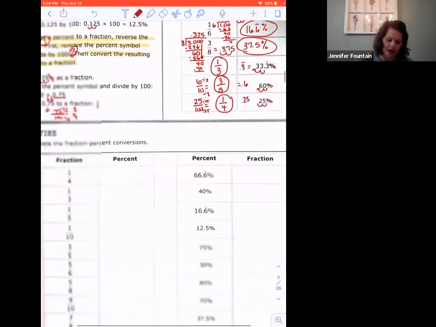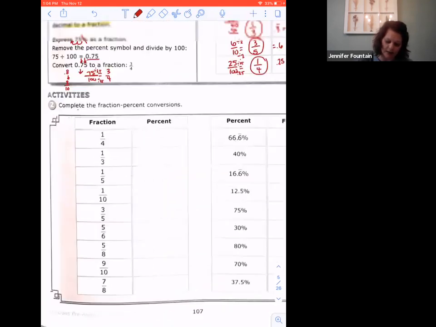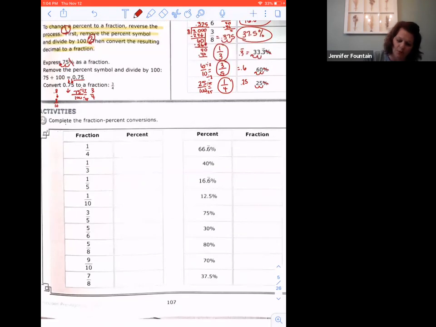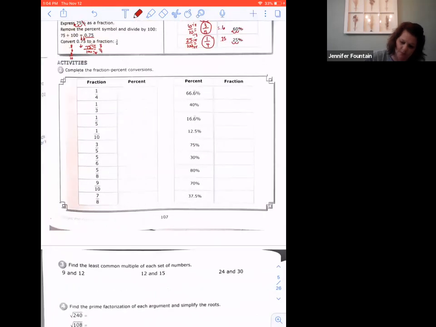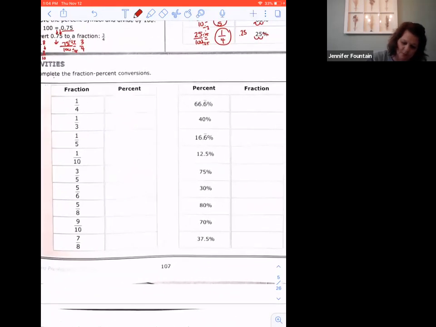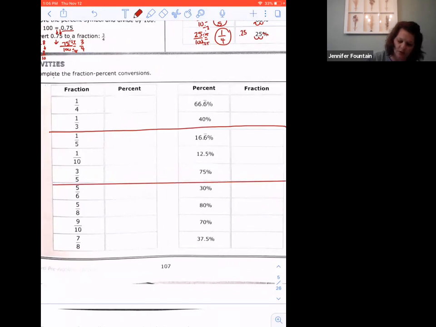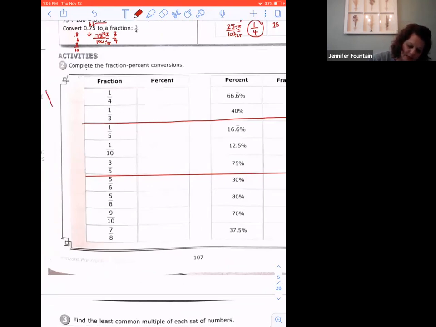Alrighty, let's go ahead and take a look at what we'll do. Let's do the top 4 together, and then I'm going to have you do the next 3 on your own in class. So this will be together, this will be in class, and this will be homework. Okay.